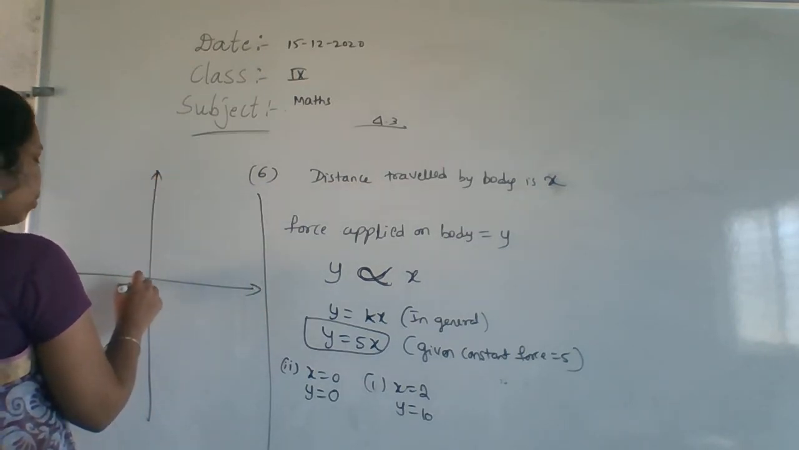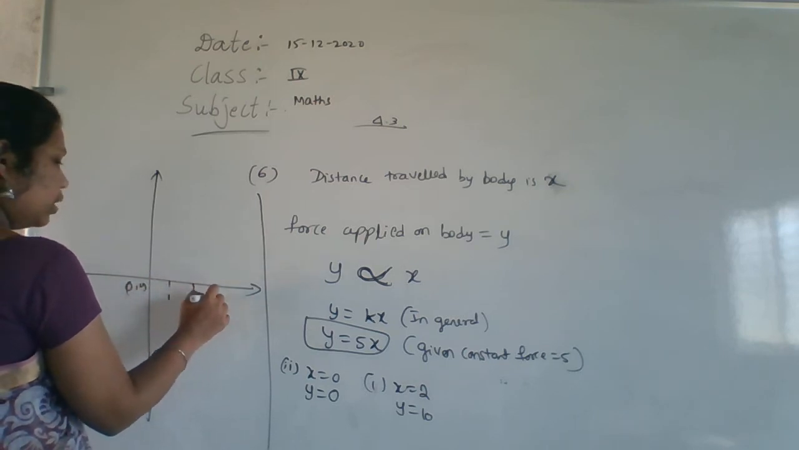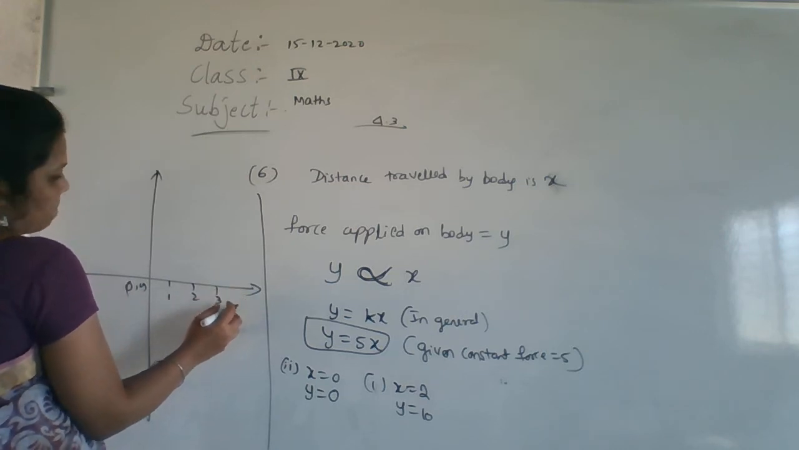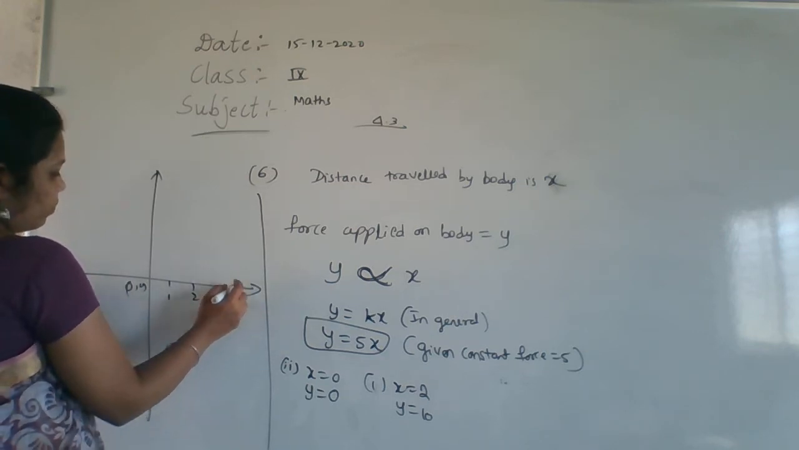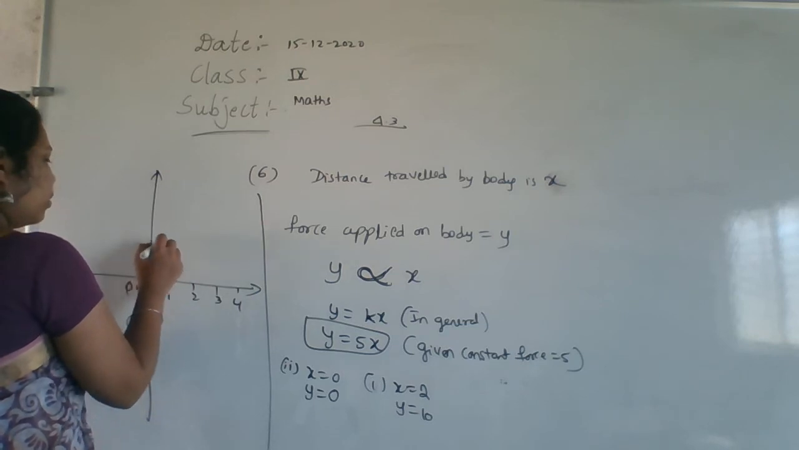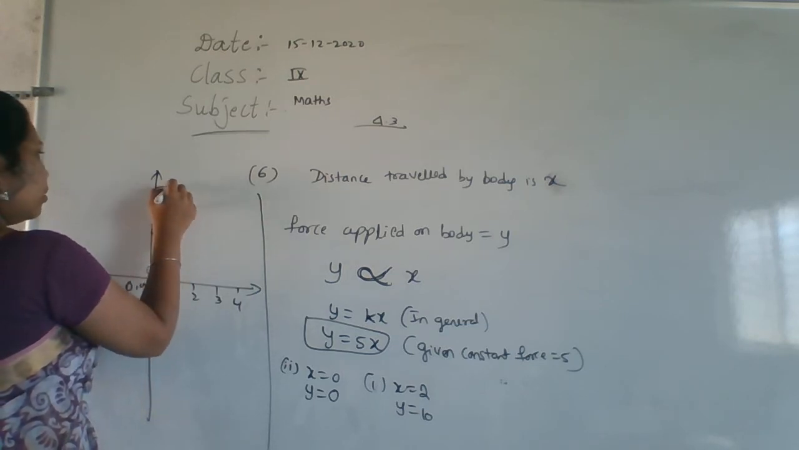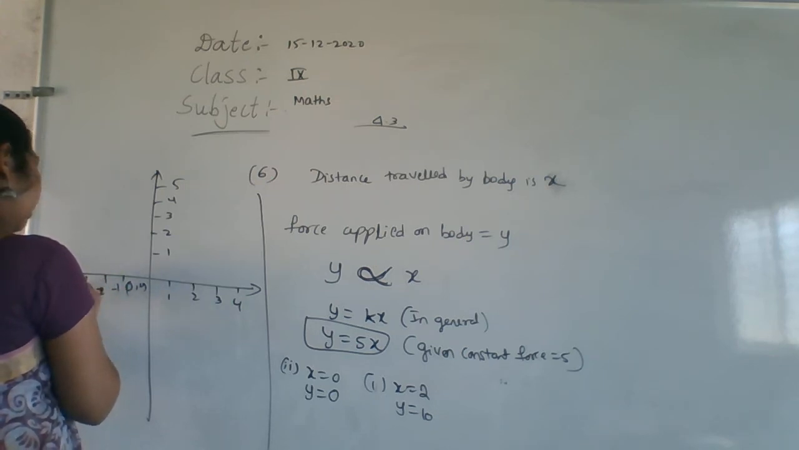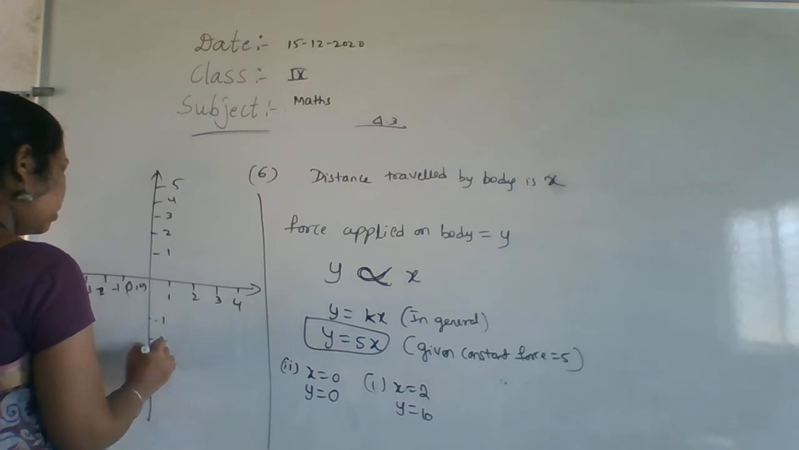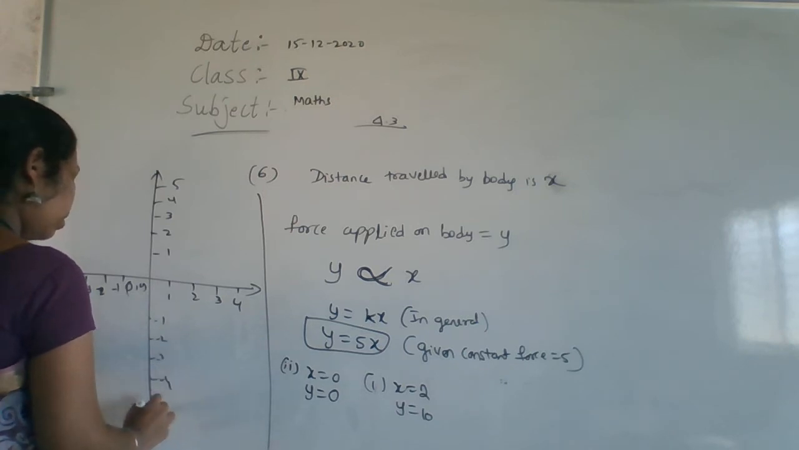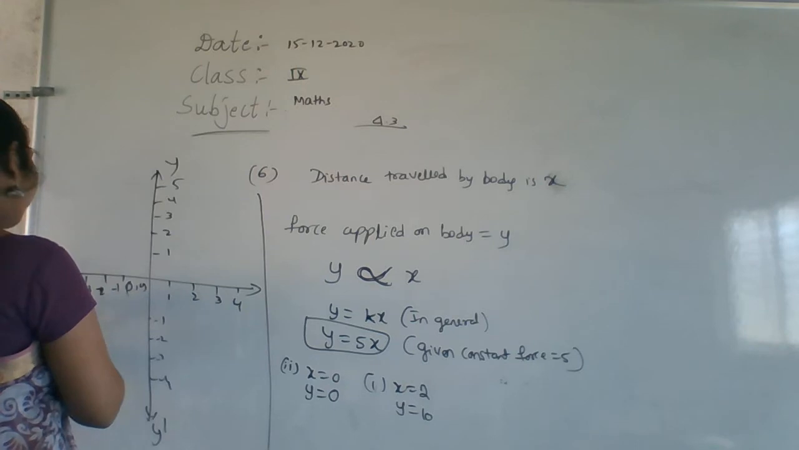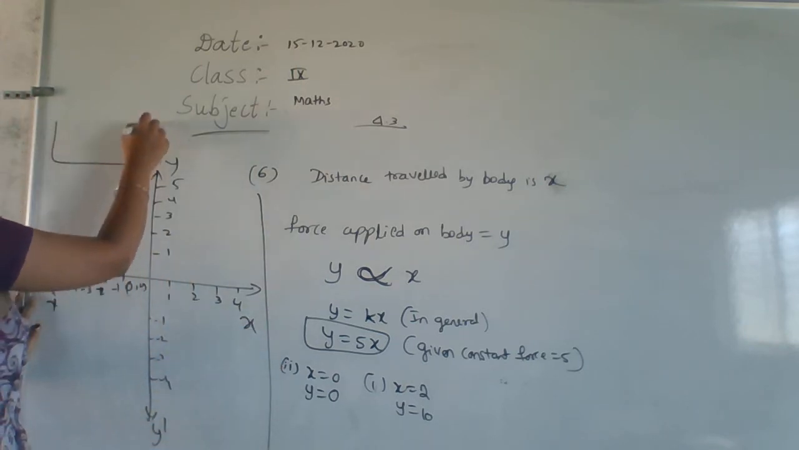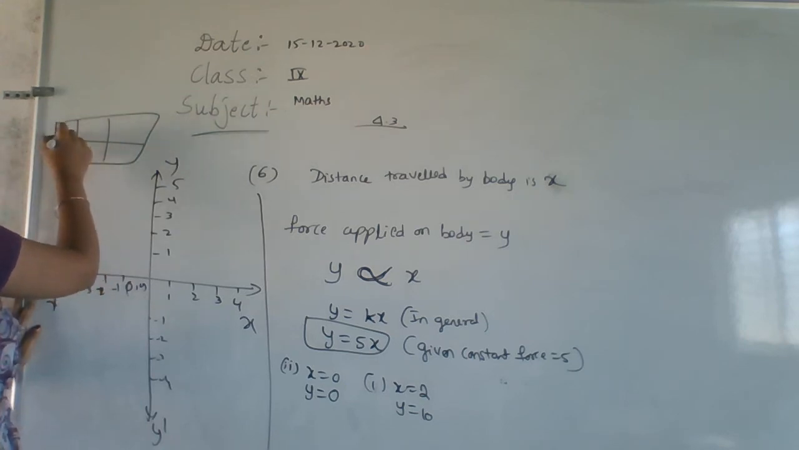Here it is 0, 1, 2, 3, 4, and 1, 2, 3, 4, 5 on the positive side, and minus 1, minus 2, minus 3, minus 4 on the negative side. Y dash, y, and x dash, this is x. So write the points here first. X, y.